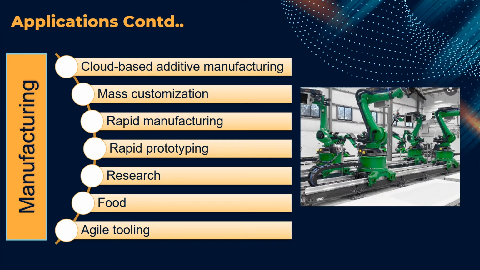Talking about the manufacturing sector, there are various applications of 3D printing in the manufacturing area. Let's talk about them one by one. Starting with cloud-based additive manufacturing, which is combined with cloud computing technologies and allows a decentralized and geographically independent distributed production. Then there's mass customization, in which companies have created services where consumers can customize objects using simplified web-based customization software and order the resulting item as a 3D printed unique object.